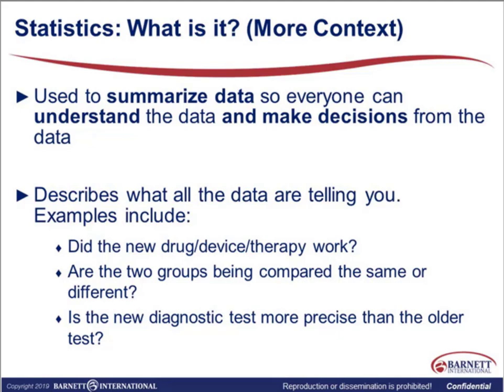So for example, did the new drug work? Did the new device work? That's essential to know. Are the two groups that we're testing the drug in, so if we have a placebo arm or a control arm and the drug arm, are those two groups that are being compared similar, or are they different in some way? Or alternatively, if you're in the diagnostic space, is the new diagnostic test more precise than the older test? Let's talk a little bit more about the analytical validity, that kind of thing. And so that is typically what statistics is and what it's used for in our field anyway, in pharma.